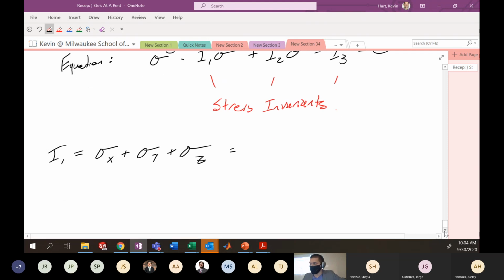You can punch these in here, sigma x, sigma y, sigma z. It's 10 plus 12 plus 14. I'm not going to write it all down here, but we'll get 36 KSI.